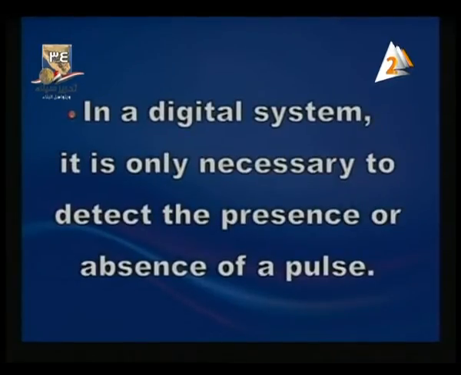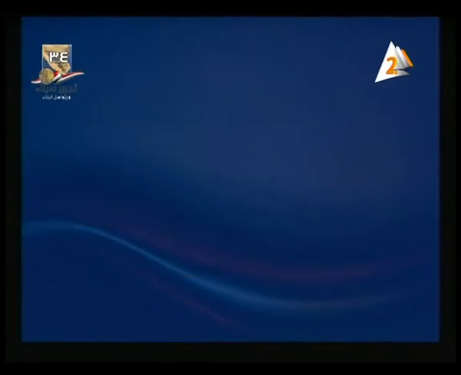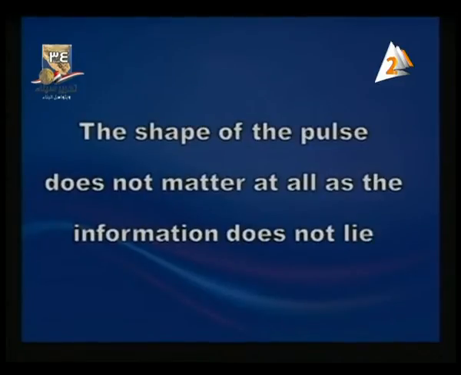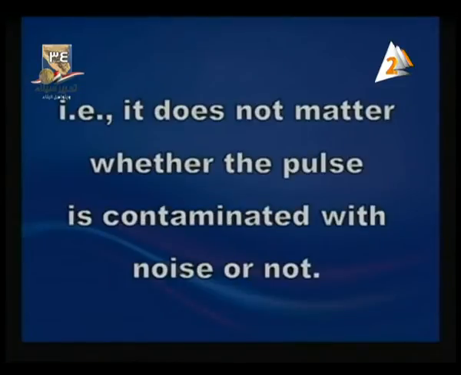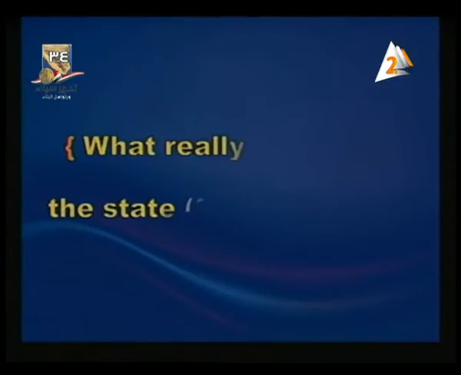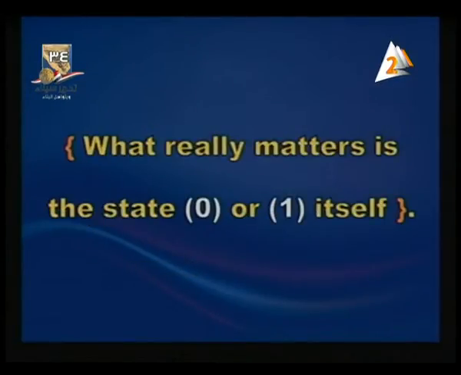In a digital system, it's only necessary to detect the presence or absence of a pulse. The shape of the pulse does not matter at all, as the information does not lie in the absolute value of the signal, but in the code 0 or 1. That is to say, it doesn't matter whether the pulse is contaminated with noise or not. What really matters is the state 0 or 1 itself.